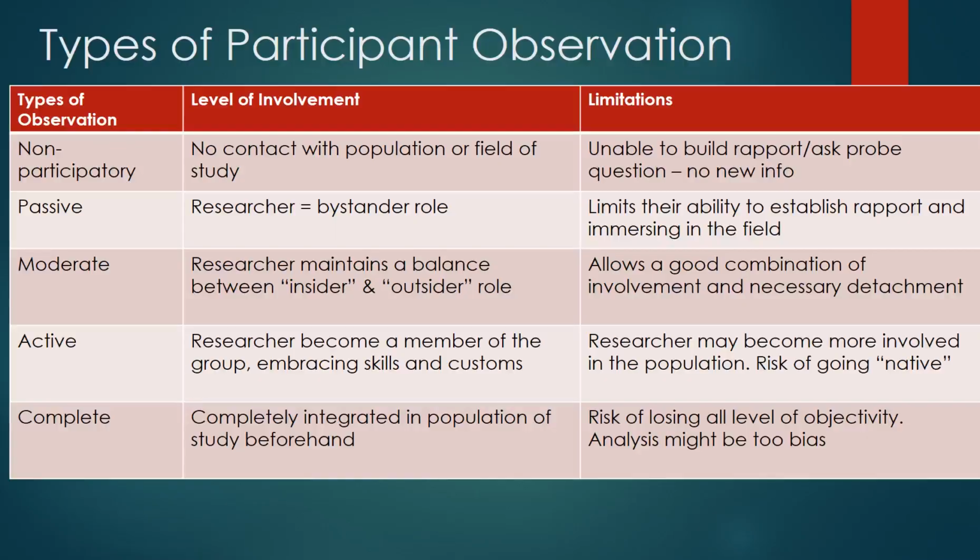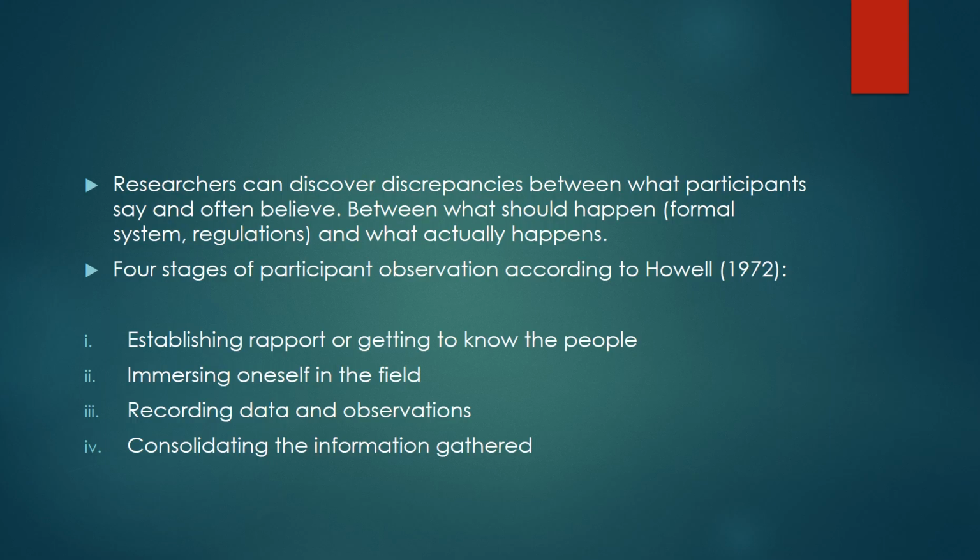Four stages of participant observation. You have to establish a rapport if you are going to interact with them. It is advised for you to establish rapport, then you introduce yourself, get a letter from the institution, and let them know why you are doing the research, what the content is, and so on, in the form of seeking approval, to make sure they know what is happening.